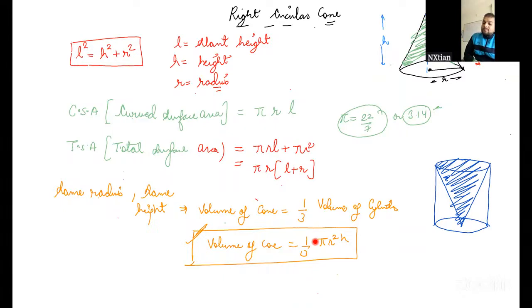Okay. So I'm erasing this. Okay, so we will do one question based on it. For example, this is a cone, and the radius is given as 7. The height is given as 24.